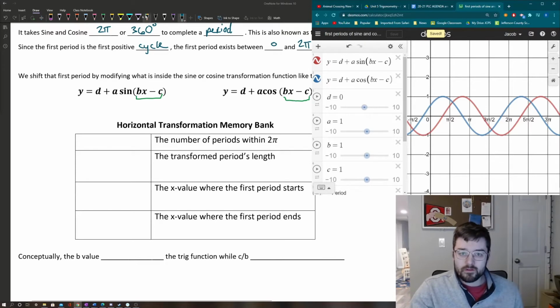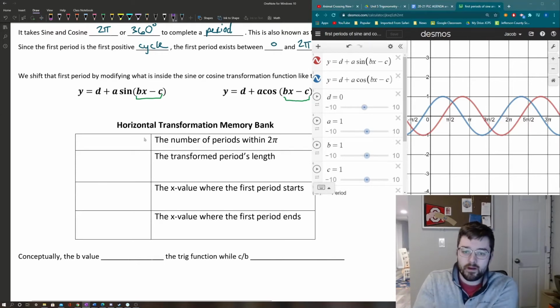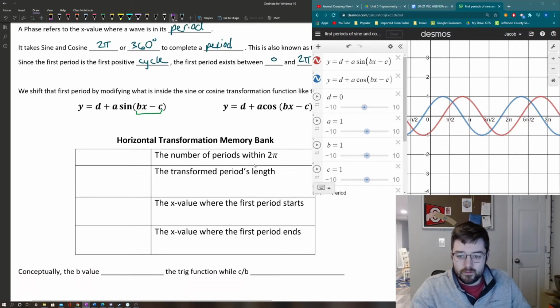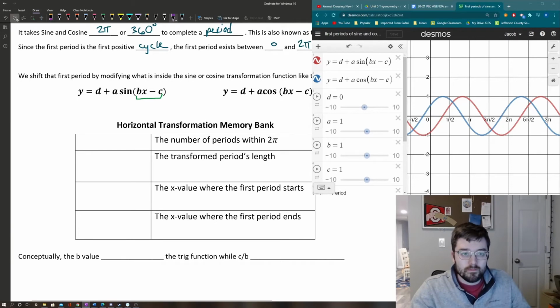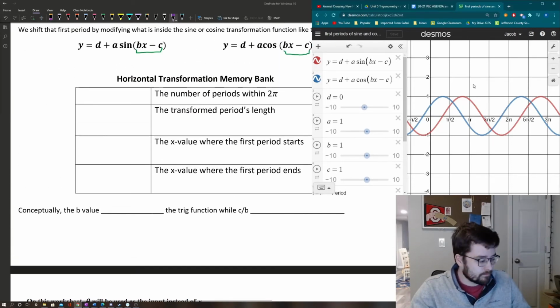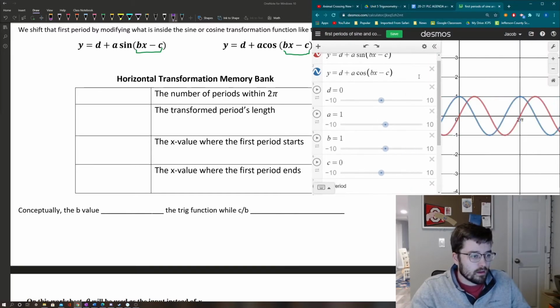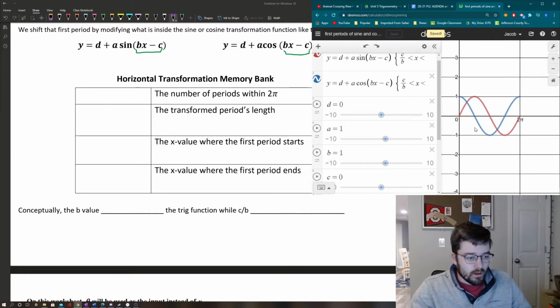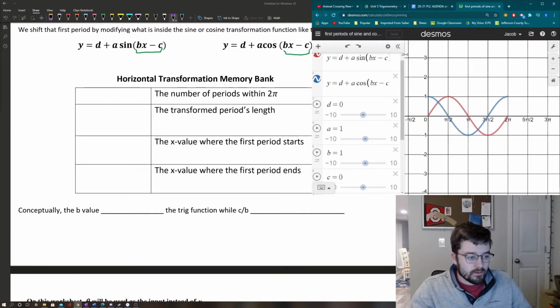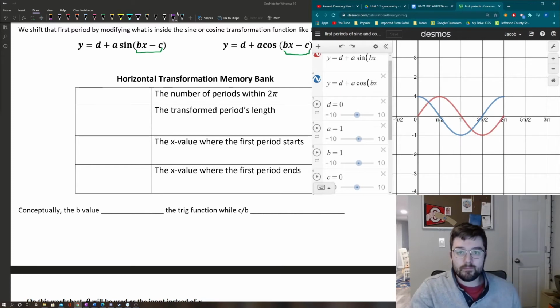So after looking at that, let me give us some horizontal transformation memory bank items. So the number of periods within 2 pi, if I can reverse this a little bit, if I can put this back so we can see, that's going to be B. So B is what we're going to write in our little box here.